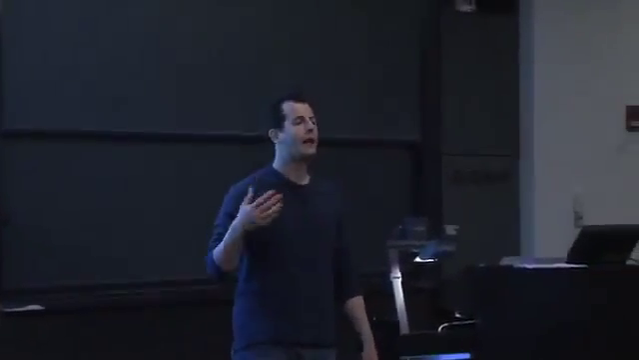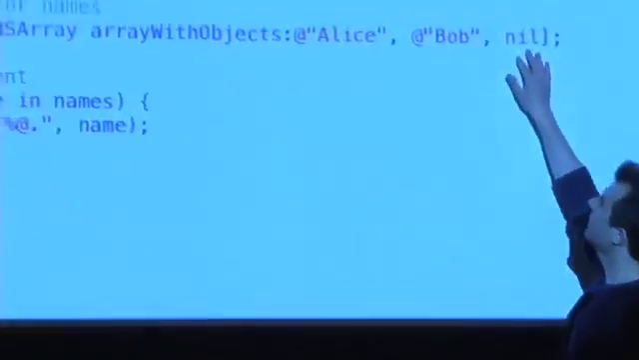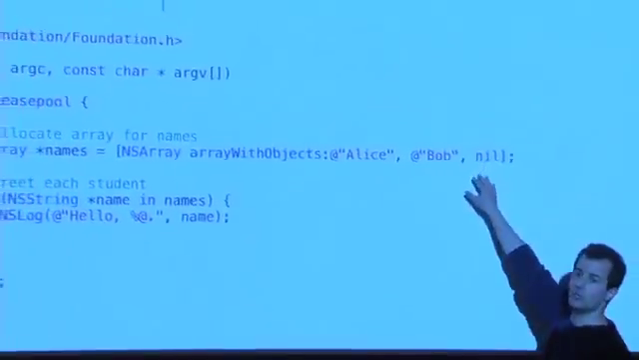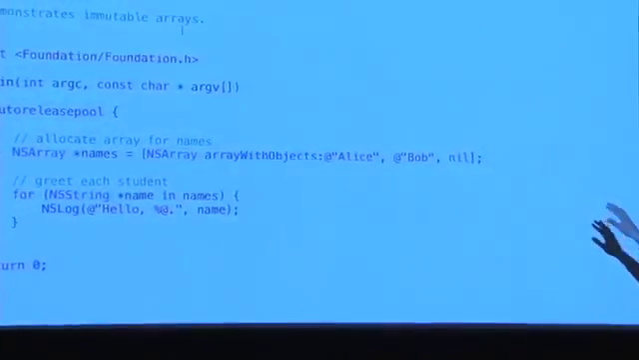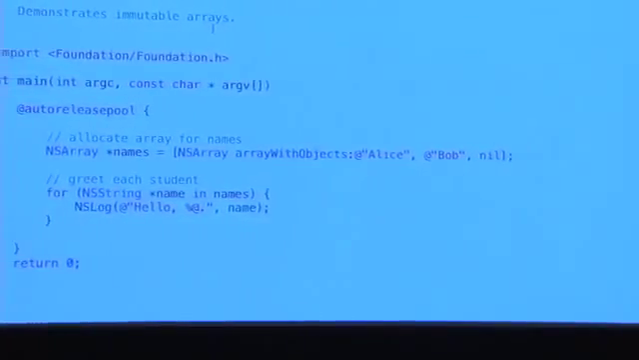We don't have to call alloc and then init. We can just say what we want, array with objects, and whoever implemented that method is going to call alloc in there for us. All right, so nil, this is a common mistake. Silly though it is, you do have to nil terminate any statically allocated arrays in this fashion, so don't leave that off. Xcode will warn you or yell at you if you do not.